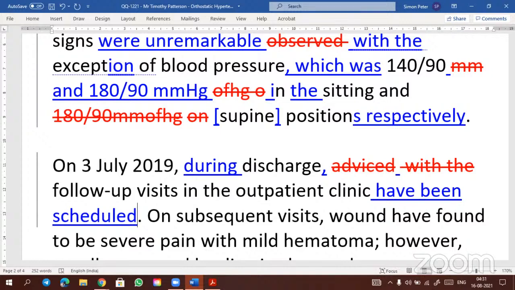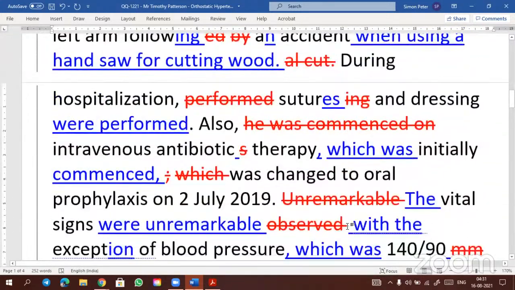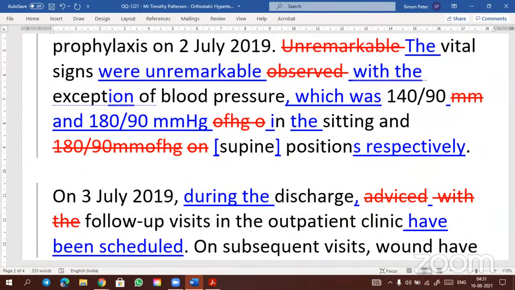Why do you want to write Mr. Patterson's discharge? During Mr. Patterson's discharge, no need. So you can say during the discharge. Only one discharge is there. During the discharge time or at the discharge time. So think which is right. Maybe right, maybe wrong, but at least think. During the discharge means which discharge? That particular person's one and only discharge here. Or you can just remove it, not compulsory.